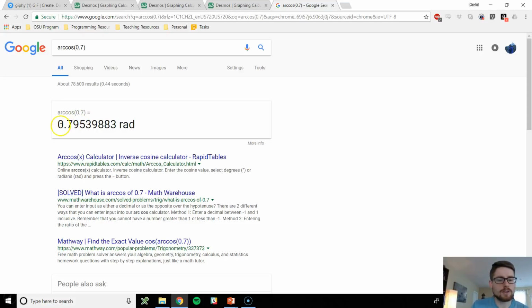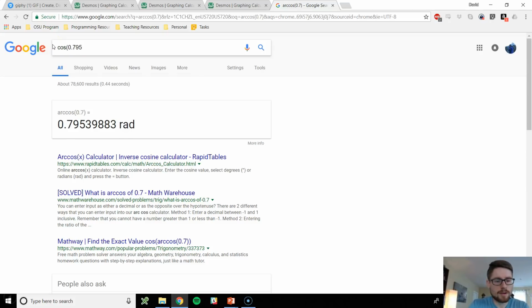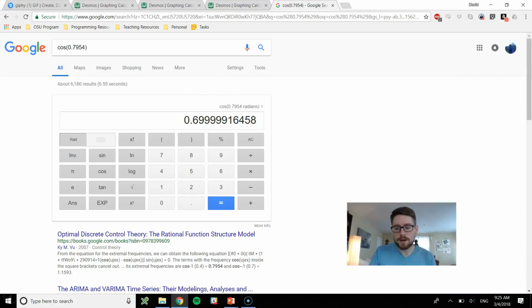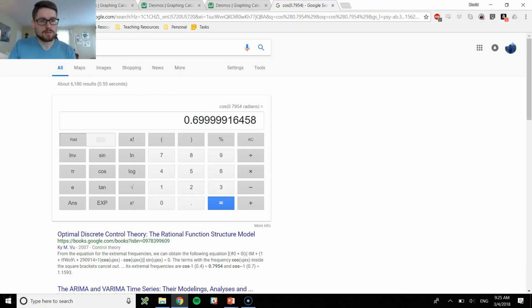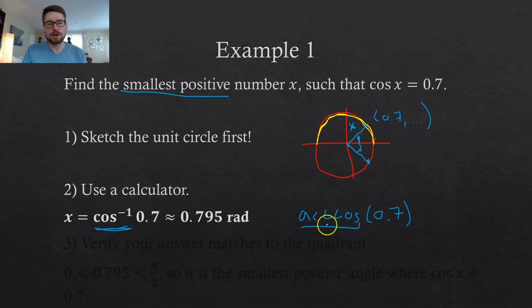Let's go ahead and test it out to show that's true. I'm going to take the cosine of 0.79539. Well, I'll just use 4. And we should get an answer that's roughly 0.7, and you see it's about 0.69999, so it's going to be closer to 0.7 the more digits we add. That's how you can use the Google Calculator. You have to use arc cos, not cos to the -1.